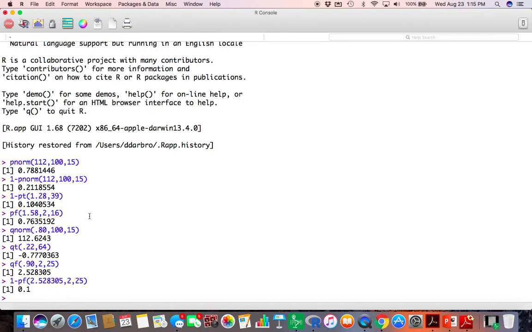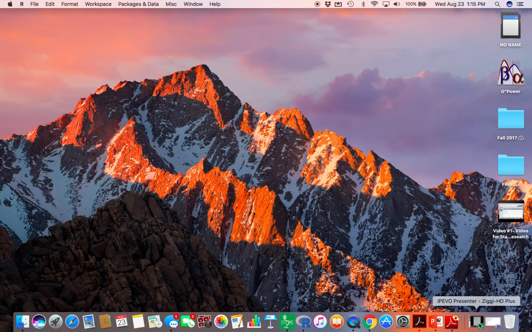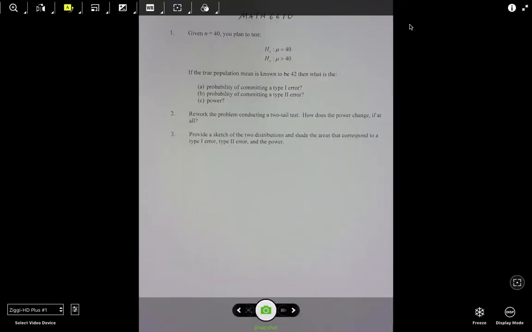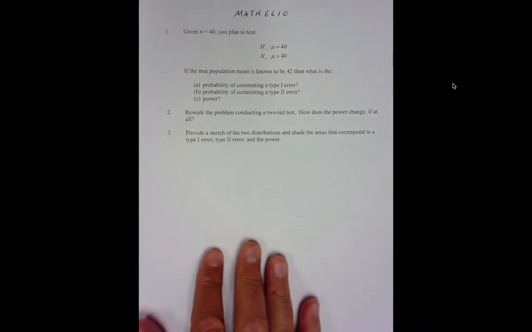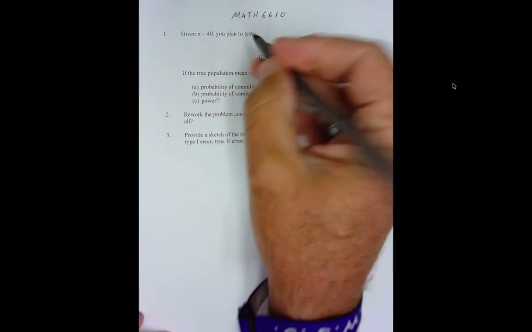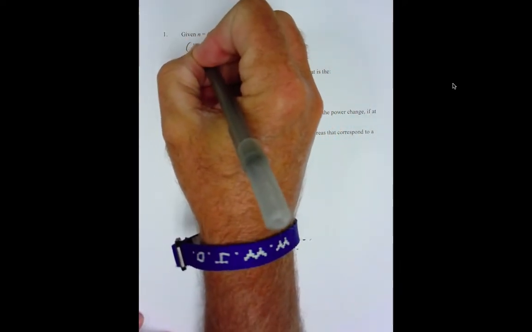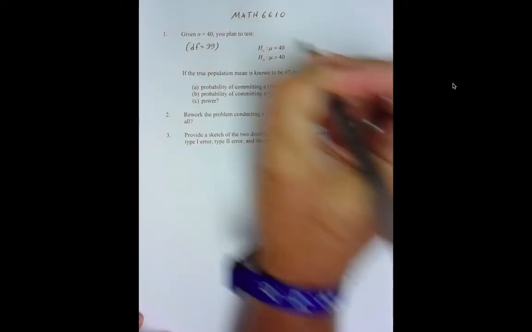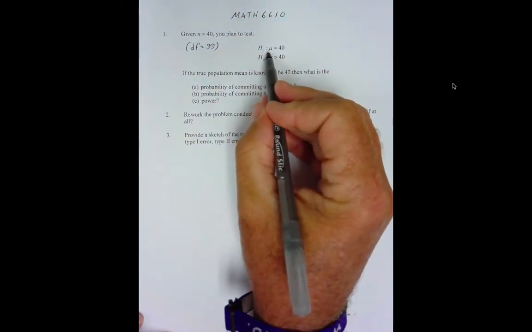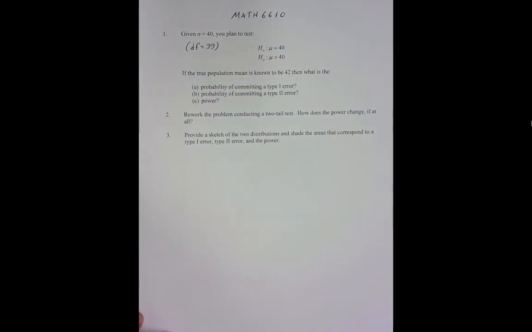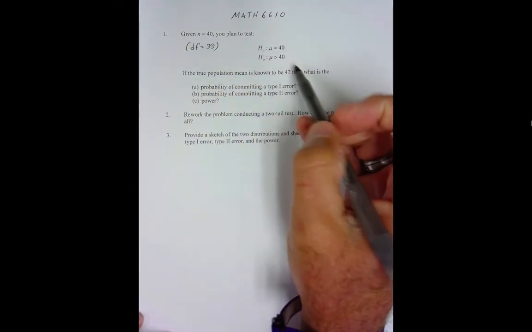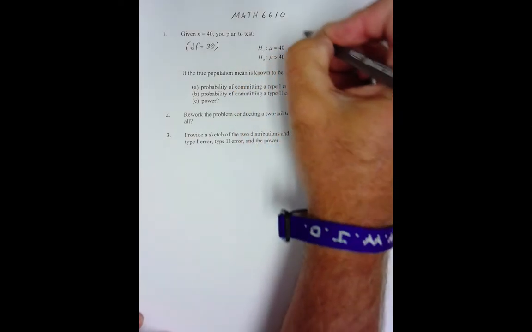All right. Now, we got some tools, at least a few tools, enough to be dangerous. Let's work the handout. All right, Math 6610. So we're given a sample size of 40. And so this tells me that the degrees of freedom are equal to 39. And I want to test the null that the mean is equal to 40 against the alternative, the mean is greater than 40. When I see this, I think two things.